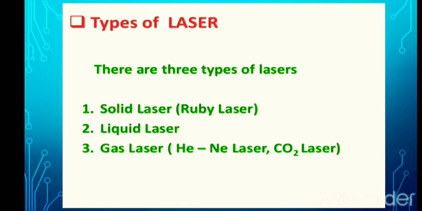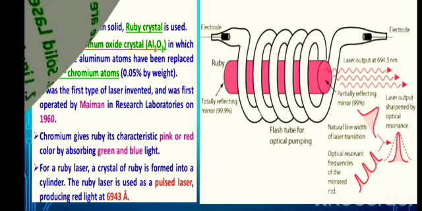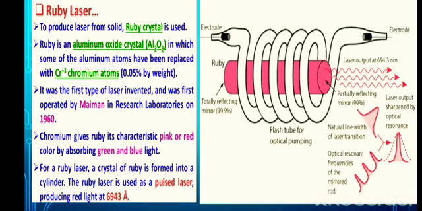Types of laser. There are three types of laser: solid laser, that is ruby laser, liquid laser, and gaseous laser, that is helium neon laser and carbon dioxide laser. Ruby laser. To produce laser from a solid, a ruby crystal is used.